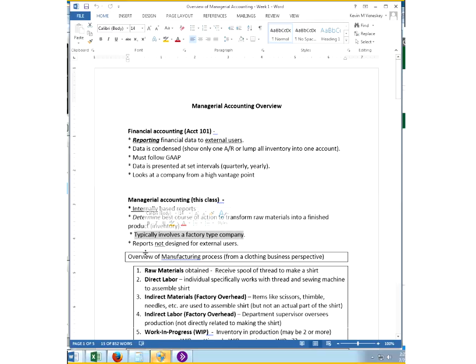Managerial typically involves a factory type setting. It doesn't have to be, but more than likely it usually is.